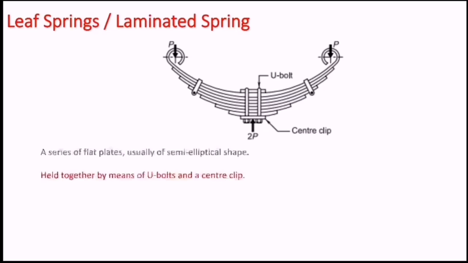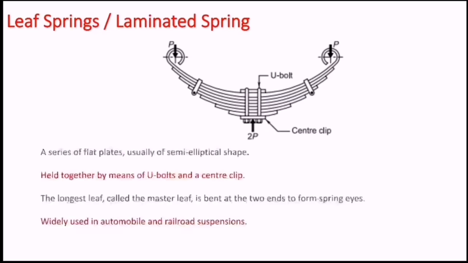Rebound clips are provided to keep the leaves in alignment and prevent lateral shifting of the leaves during operation. These leaf springs are widely used in automobile and railroad suspensions. Normally, the cross section of the leaf springs are rectangular cross sections.